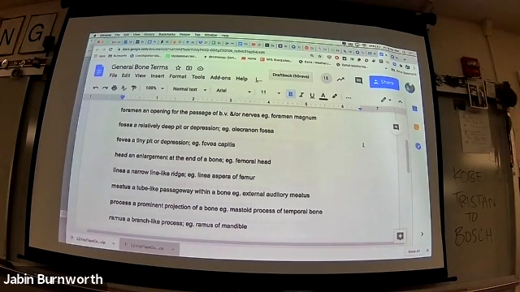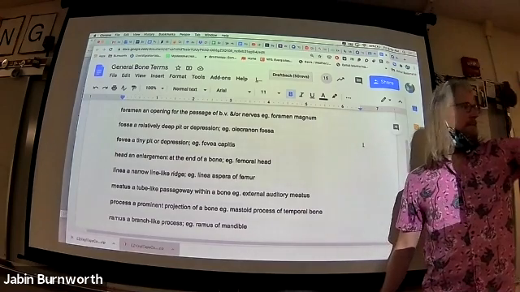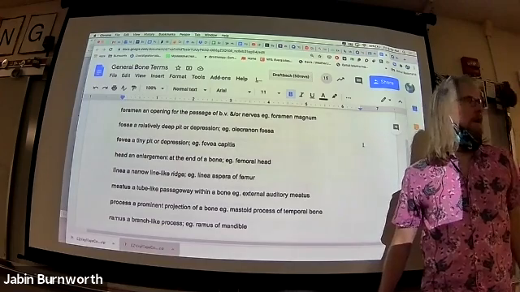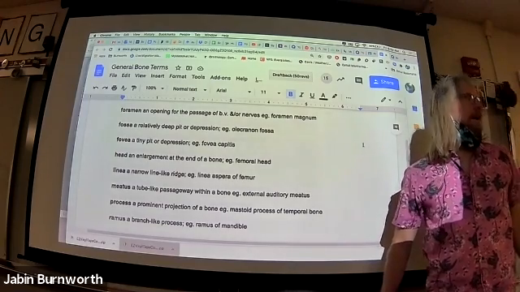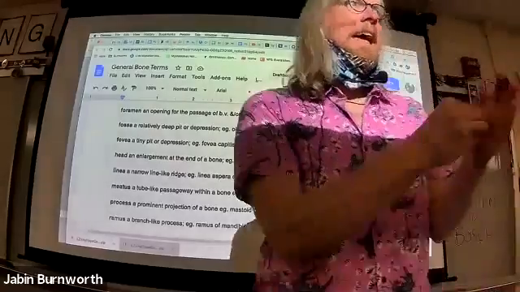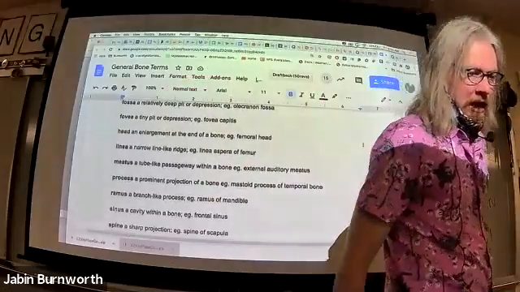Several other bones have some fossas. Head: an enlargement at the end of the bone. Femur, show me your head. Where's the head, though? Guess where you think it is. Yeah, there it is. That head of the femur goes into something called the acetabulum.